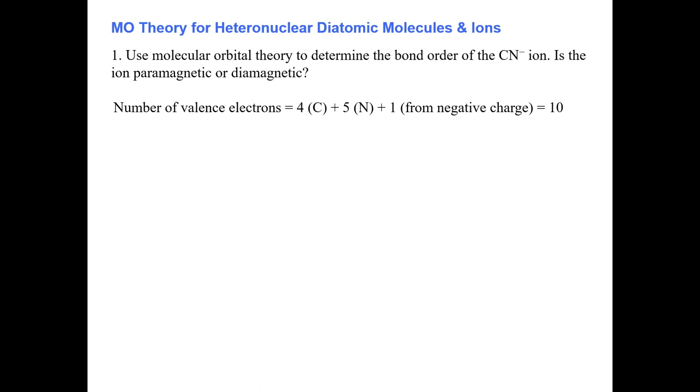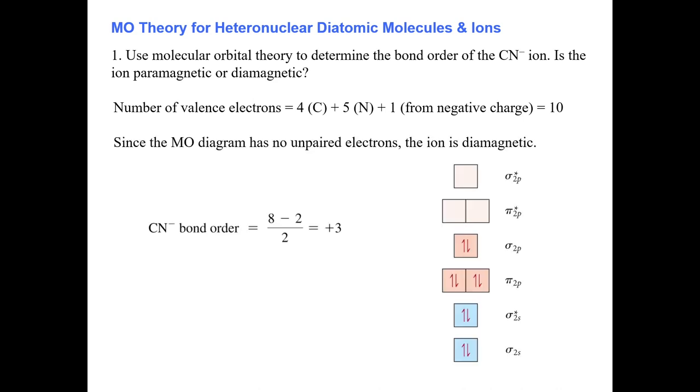Okay, so we count 10 valence electrons. Don't forget about that negative charge. Here is the orbital diagram with the 10 electrons filled in. When you count everything properly and you plug those numbers into the equation, we get a bond order of plus 3. So this molecule does exist. And figuring out if this is paramagnetic or diamagnetic, we see that all the electrons are paired up. So CN minus is diamagnetic.